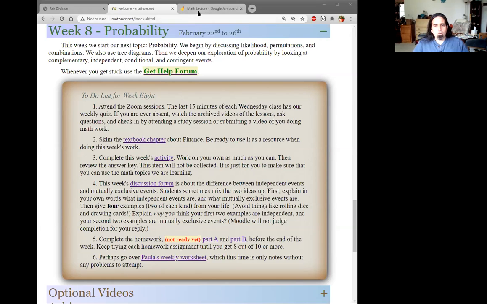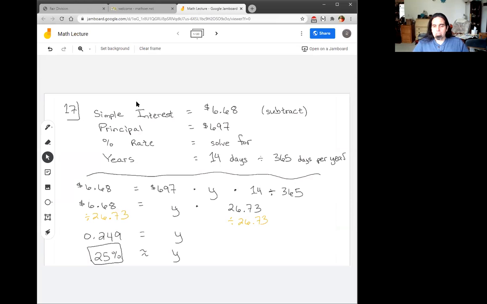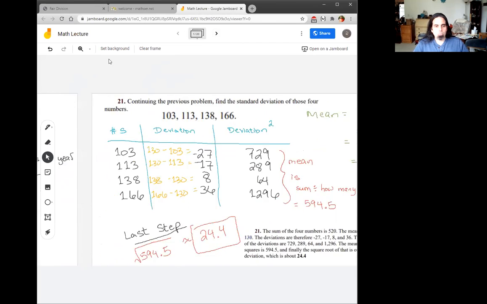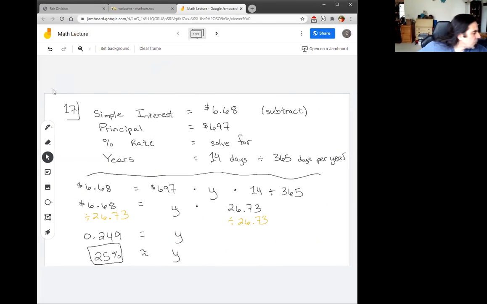Okay, our Jamboard has a few pages already presented. This is 17 and 21 from your midterm last week, which I should probably actually write on it. So.